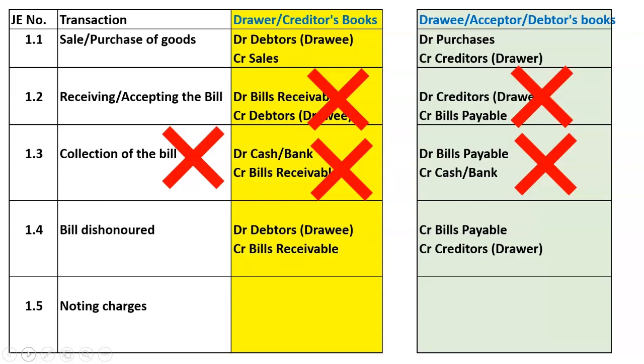Therefore, he will record the drawee as his debtor, and since he himself is paying notary fees, his current asset, cash or bank, is being decreased. So he will credit cash or bank.